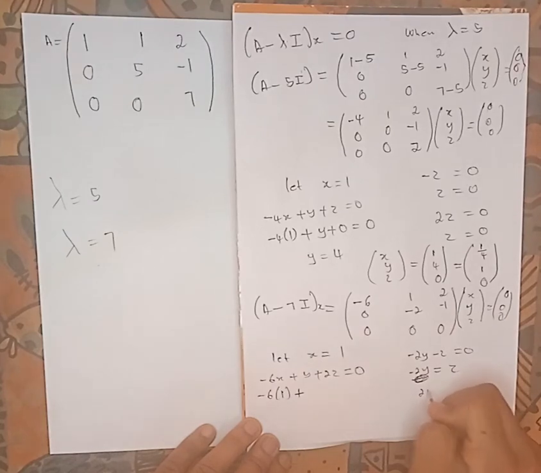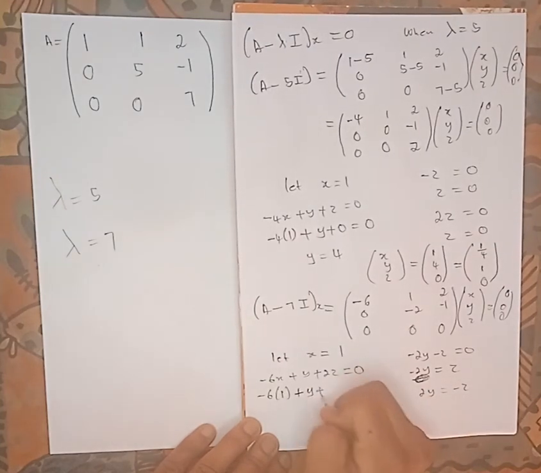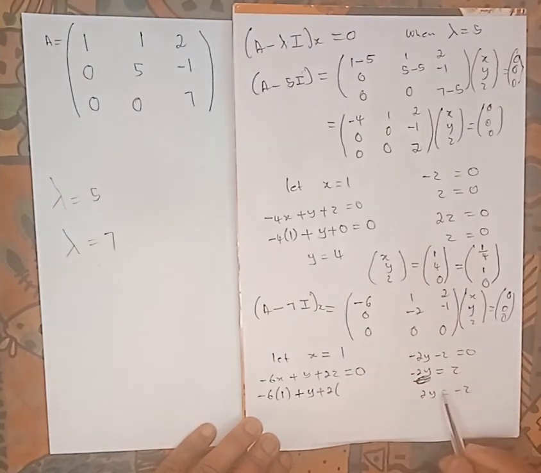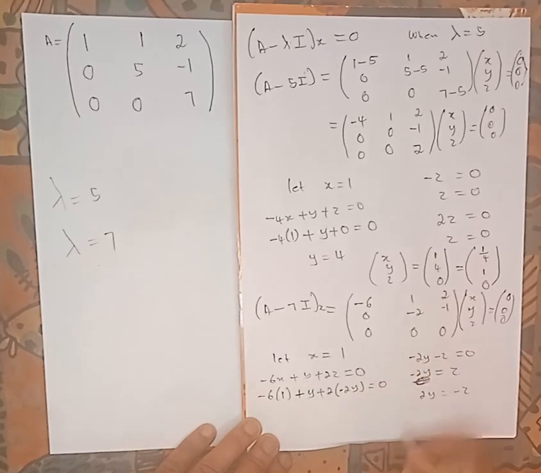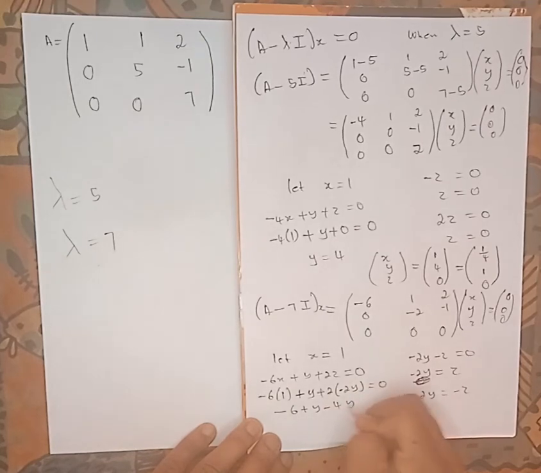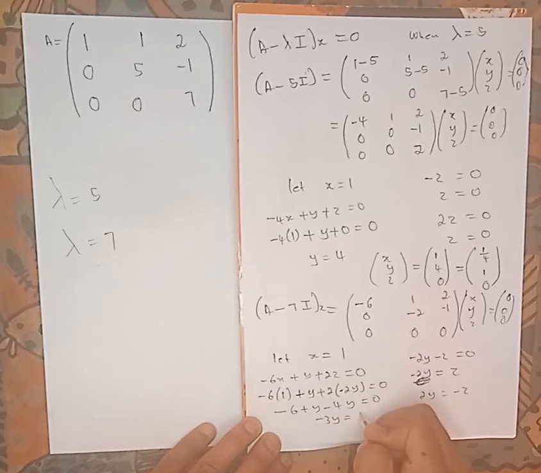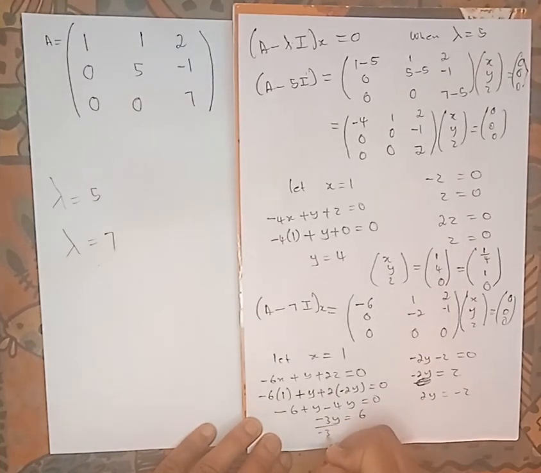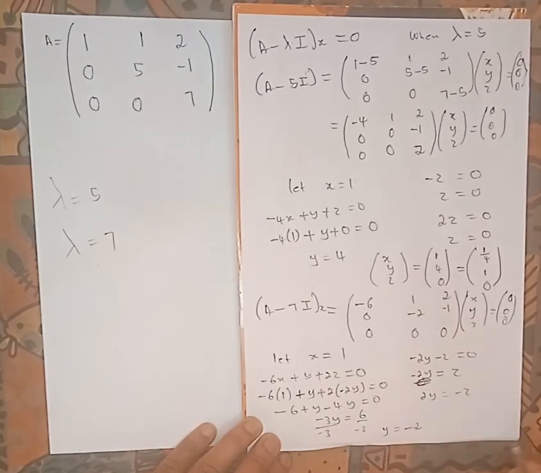And then I'll be having 2y minus z. So I can substitute wherever I'm seeing z. Wherever I'm seeing z, I can substitute by what? Minus 2y, which equals 0. So this will be minus 6 plus y minus 4y equals 0. And then this will be minus 3y equals 6. If I divide by minus 3, I can see that my y is actually minus 2.